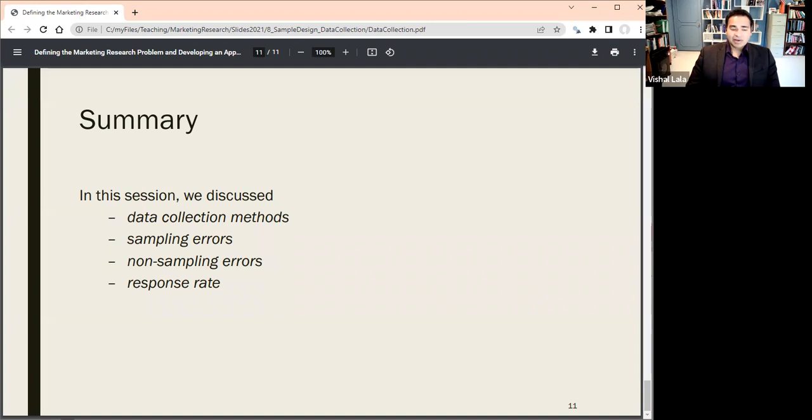One kind of non-sampling error is an error caused by non-response, and this can be addressed by boosting response rates, getting more people to answer the survey.